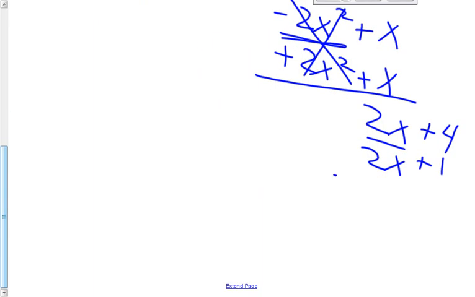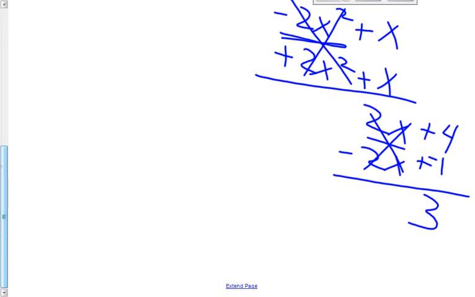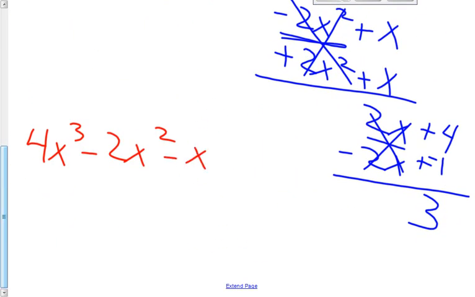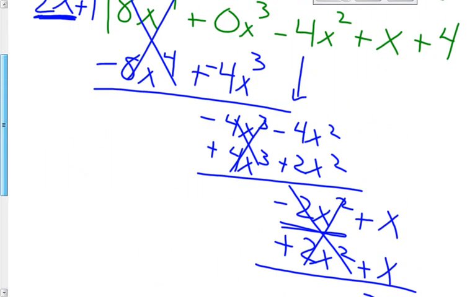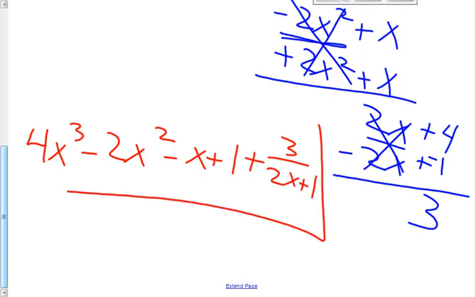So what do we end up getting for our remainder when we subtract both of these? Cancels out, and we get a 3. Our remainder on this one is a 3. So we're going to end up with 4x cubed minus 2x squared minus an x plus 1 plus our remainder of 3 divided by our divisor of 2x plus 1. Here's our answer for problem number 5.